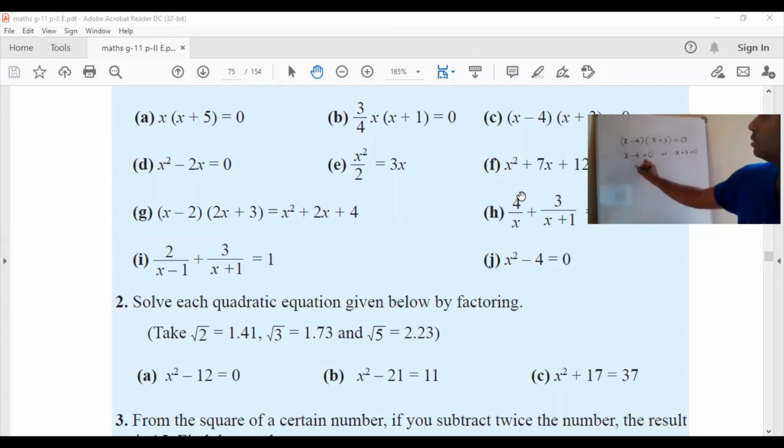By solving this simple equation, x equals plus 4 or, yes, Basura? x equals minus 3. Yes, very good, Basura.